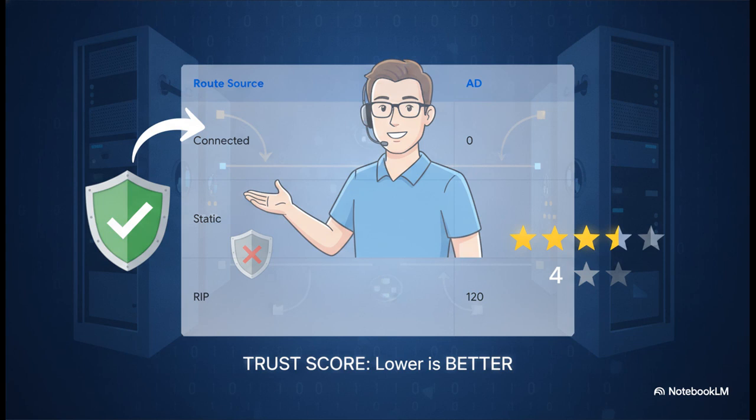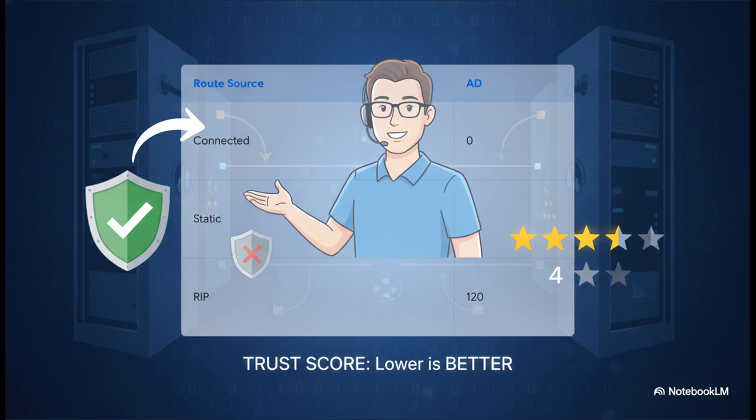Moving on to Section 2, trust, distance, and convergence. Now, when routers use these dynamic protocols to talk to each other, they get flooded with all sorts of different route suggestions. They need a highly reliable way to pick the absolute best path among multiple options. So how do they decide who to trust? Well, they do this through something called administrative distance, or AD. You can think of AD as a trust score, kind of like a Yelp rating for network routes.